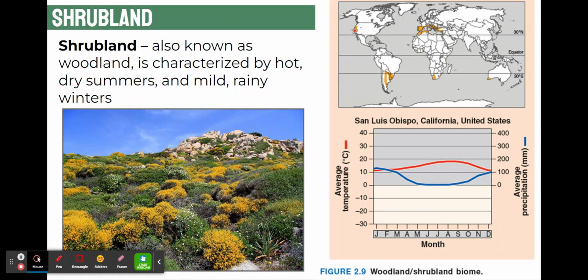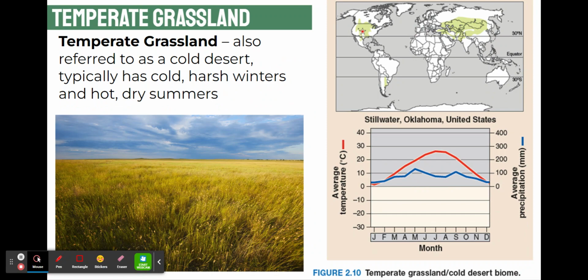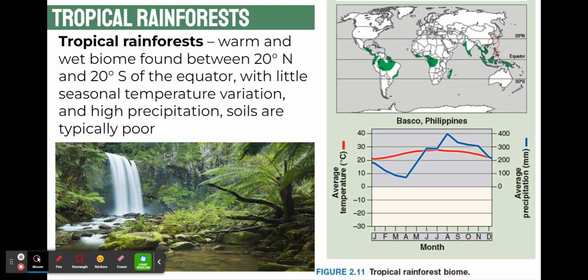A shrubland is a woodland characterized by hot, dry summers and mild, rainy winters. This is primarily found on the west coast of the United States, as well as in parts of the Mediterranean, South America, South Africa, and Australia. A temperate grassland, this is what makes up the entire Midwest. It's referred to as a cold desert. It has cold, harsh winters and really hot, dry summers.